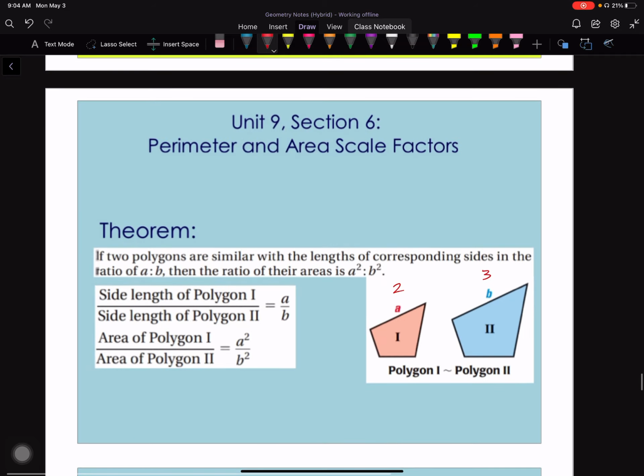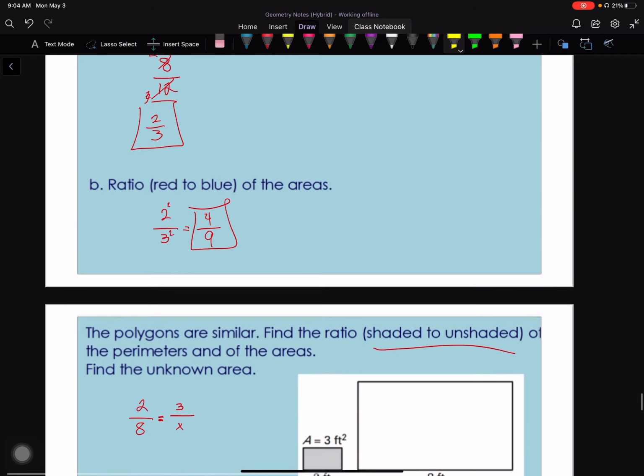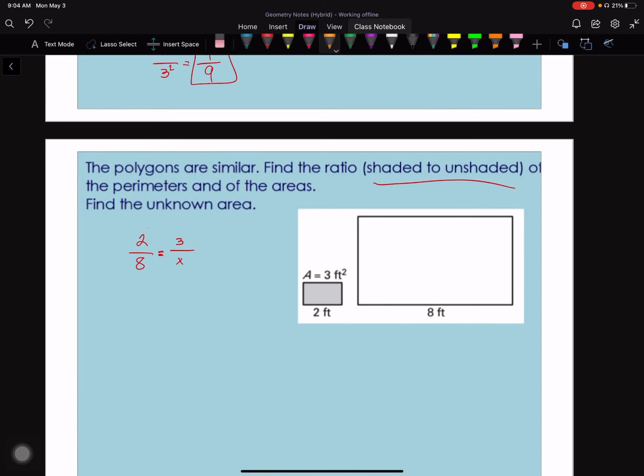What we found up here, though, is that we can set them equal if and only if you square the sides. So in order to set these two things equal, I need to square my side lengths. So now that becomes 2 squared or 4 over 64. Now I can set them equal. So you have to square the sides in order to set them equal to the area. If you cross multiply, you get 4x equals 192. Divide both sides by 4, and you find the missing area of the unshaded figure to be 48 feet squared, since that's the unit we're using.